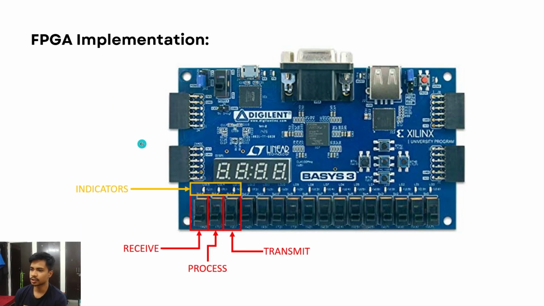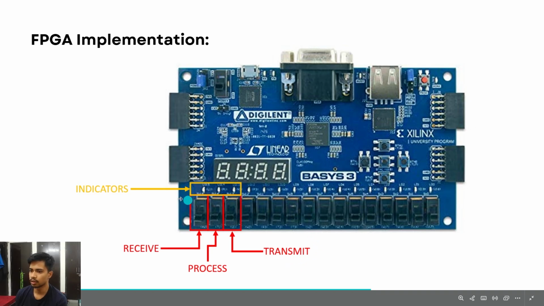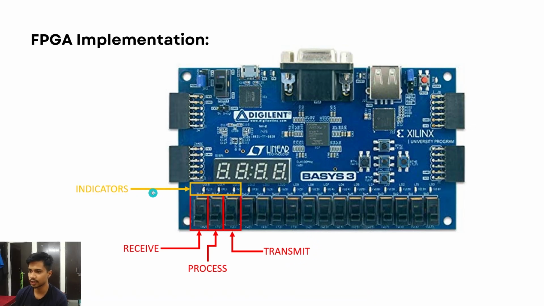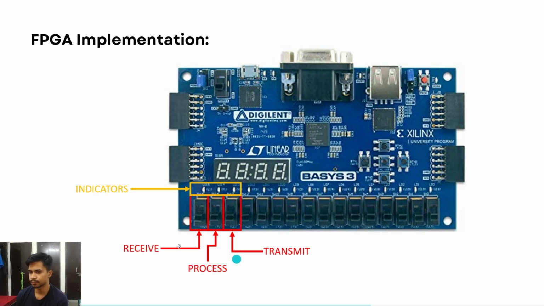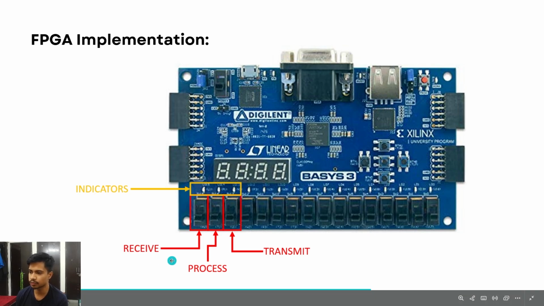Coming to the FPGA implementation of our project, we have three LEDs which correspond to the three processes we have for the module. These LEDs act as indicators for each phase we are in the FSM. The first switch is used to receive the values from Python using UART. The second switch is used to trigger the processing, which is the DCT coefficients processing. And the third switch is used to transmit the calculated values back to the PC using UART. Also, it is necessary to switch off all the other switches while we are switching on one of the switches.